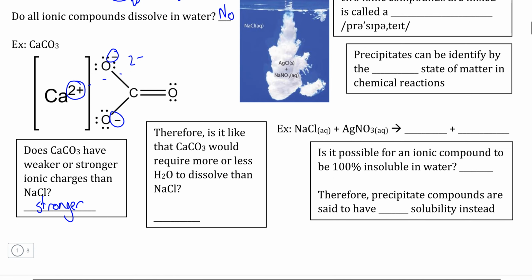Now, if this bond is stronger, is it likely that we would need more water or less water in order to force these two ions apart? Well, in order to overcome such a strong positive-negative attraction, we would probably need more water, and it is possible for us to see calcium carbonate dissolve, and you can actually observe this over time because calcium carbonate is the chemical formula for limestone, which is a very common sedimentary rock.